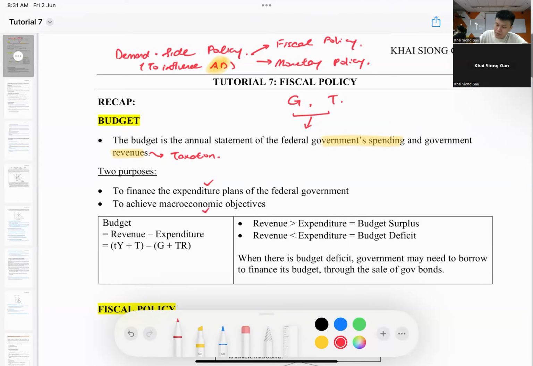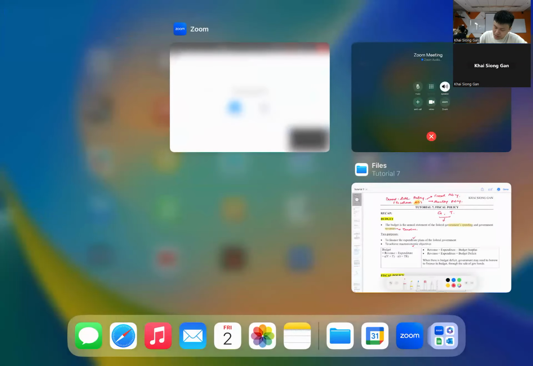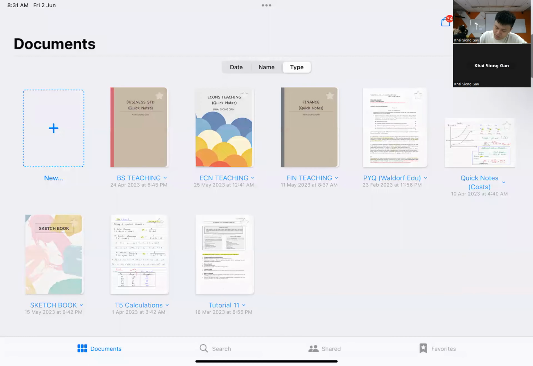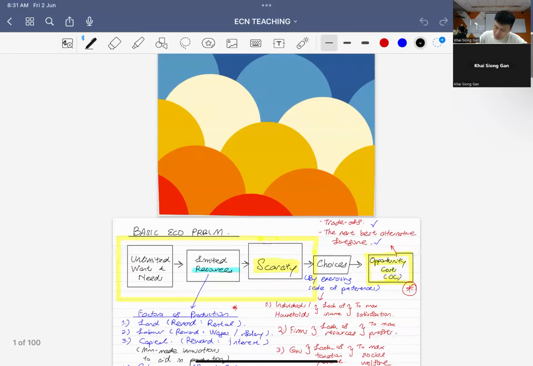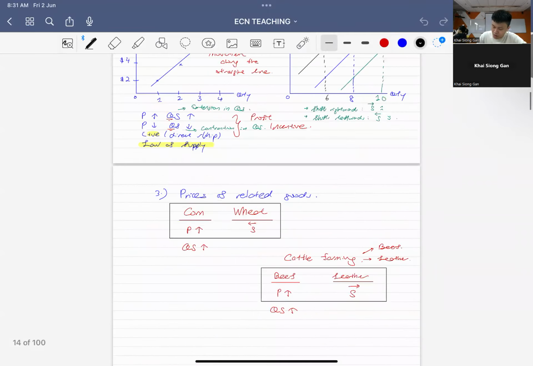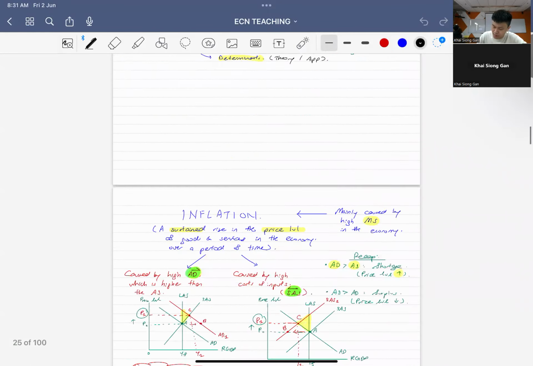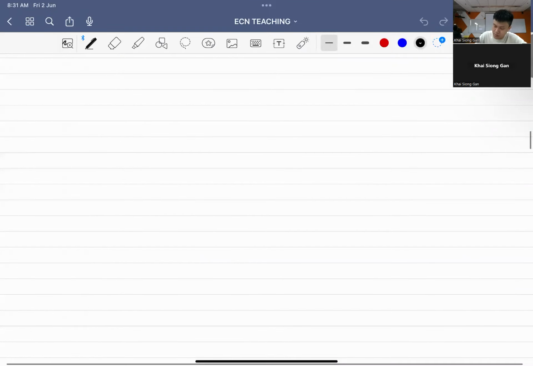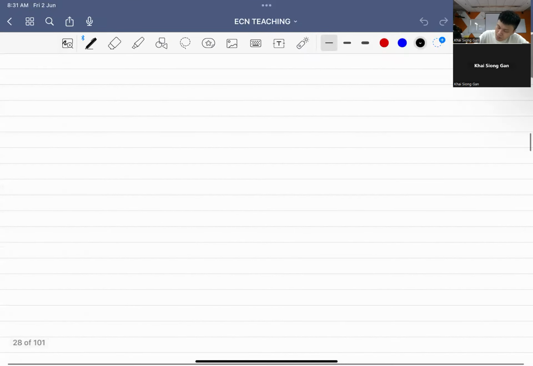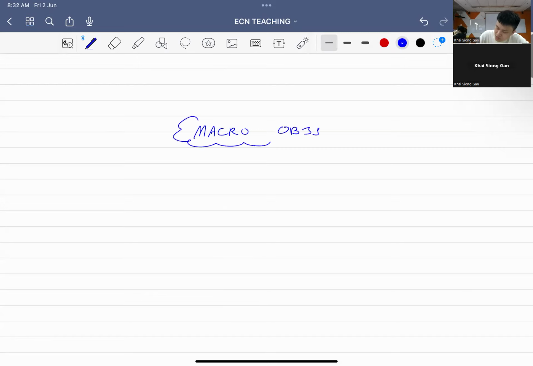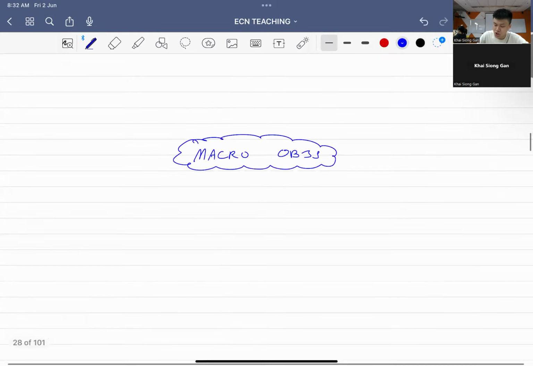Okay, so we talk about macro objectives. What are the macro objectives available? So quick notes as well. Okay, so when we talk about macro objectives, we do have a few of them. Macro objectives are the objectives that most governments will try to achieve in the country.